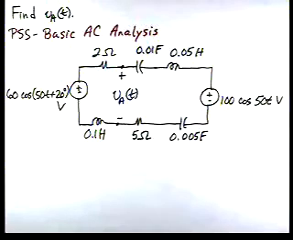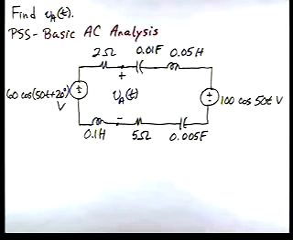In this problem, we're asked to find VA of t. We're going to utilize our problem-solving strategy entitled Basic AC Analysis. So if you look, we have a circuit given in the time domain with two voltage sources and a number of circuit elements. If we look at our strategy, it says express V of t as a phasor and determine the impedance of each passive element.